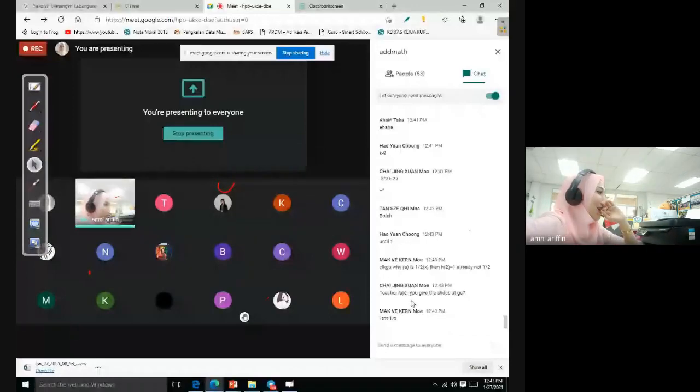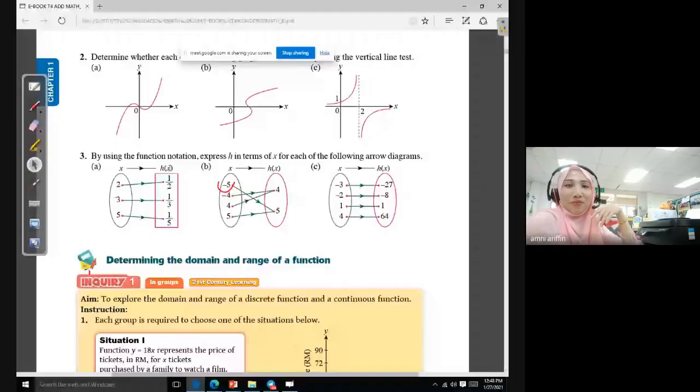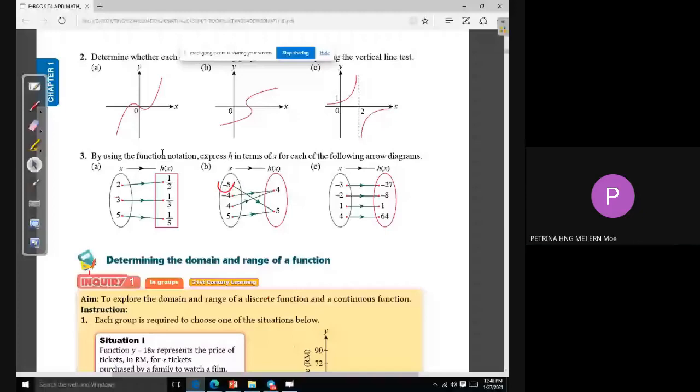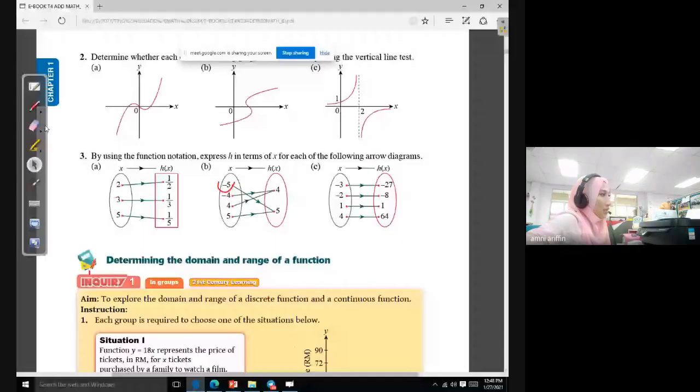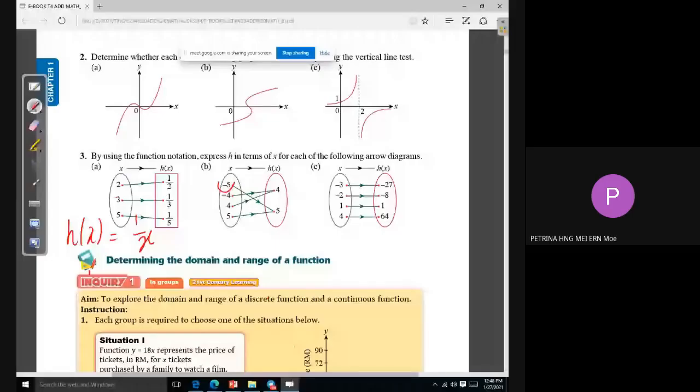I tak faham soalan dia kejap. Oh. Okay. I faham. I tulis 1 over 2 yang tadi. Yes, dia bukan 1 over 2. Hx equal to 1 over x. Sekarang saya lebih confused. Kenapa 1 over x bukan x sahaja?